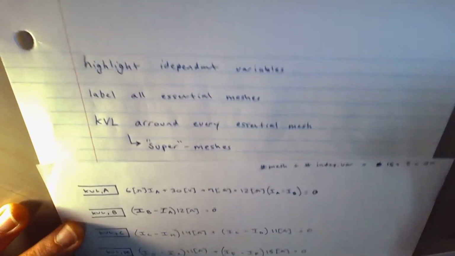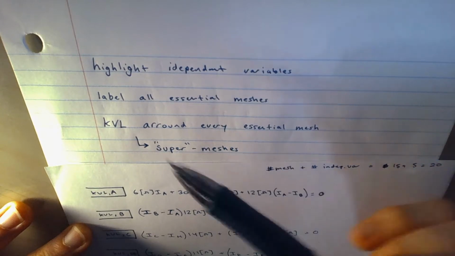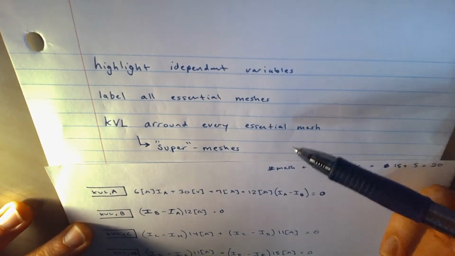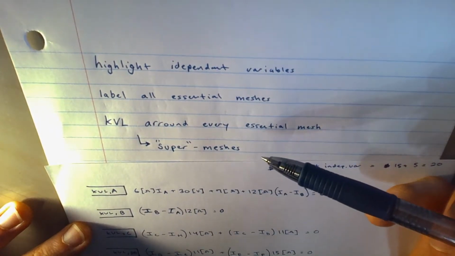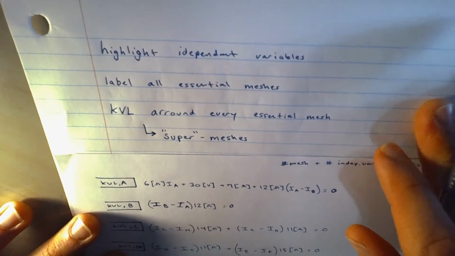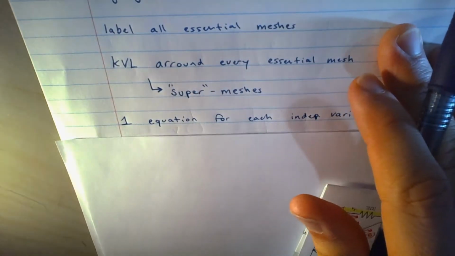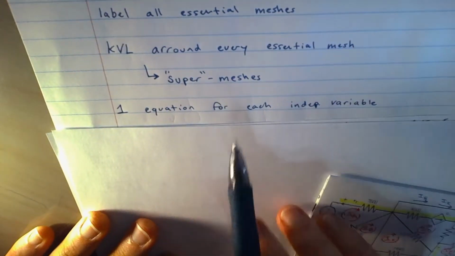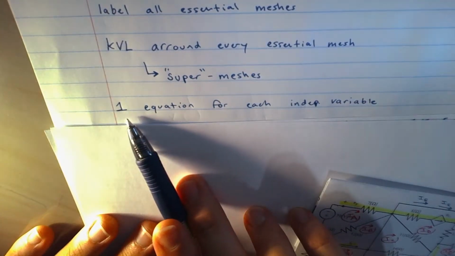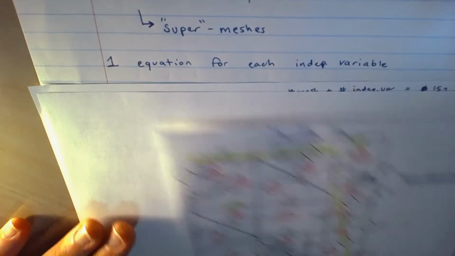Okay, so let's look back at our steps. We've highlighted the independent variables. We've labeled all essential meshes. We've done KVL around every essential mesh. And for the cases where there's super meshes, we did KVL around that super mesh. And I showed you how to write that extra equation. Now the next step, and this might be the last step, it might not, depends on what you're trying to do. But the next step is going to be one equation for each independent variable. So the independent variables are the ones that we've highlighted here.